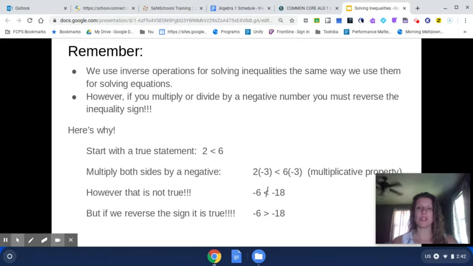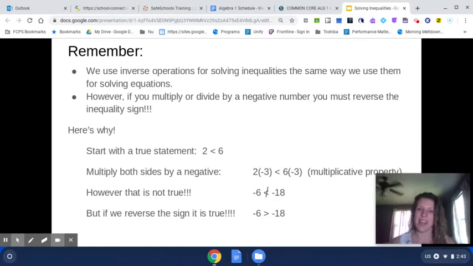So just like for solving equations, we are going to be utilizing inverse operations. So the process is very similar as solving equations. The only real difference is that if you multiply or divide by a negative number, you're going to have to reverse the inequality sign. What I mean is if it's less than, make it greater than. If it's greater than or equal to, make it less than or equal to. So you're literally just going to flip that sign around.